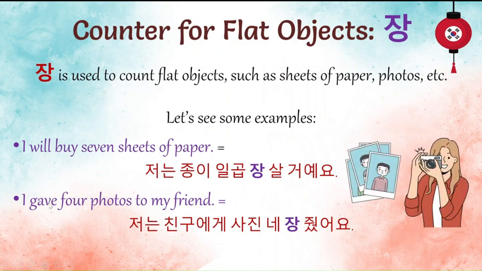Now comes the next example. I gave 4 photos to my friend. 저는 친구에게 사진 4장 줬어요. Here, I is 저는, friend is 친구. You are giving something to your friend. That's why you have used 에게 over here. Photo is 사진. 4 is 네. So 4 photos, 사진 4장. To give, 주다, past tense, 줬어요. Okay? So focus on the phrase 4 photos, 사진 4장.